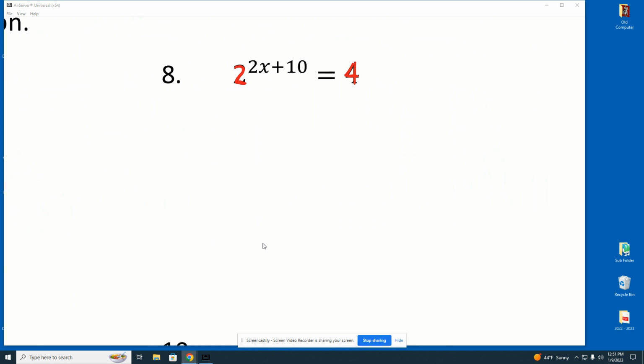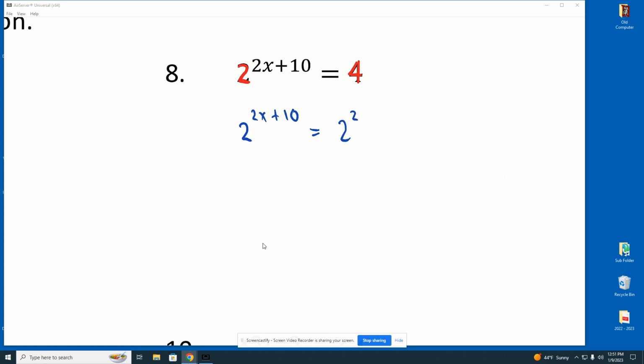Sure. All right. So we're going to turn 4 into a base of what? Not square root. We're going to square it. So in lieu of 4, we're going to do 2 squared. This side already has a base of 2. Don't mess with it. But this side we're going to change to 2 squared. That way they both have that base of 2, and we can drop the bases. So we're left with 2x plus 10 equals 2.